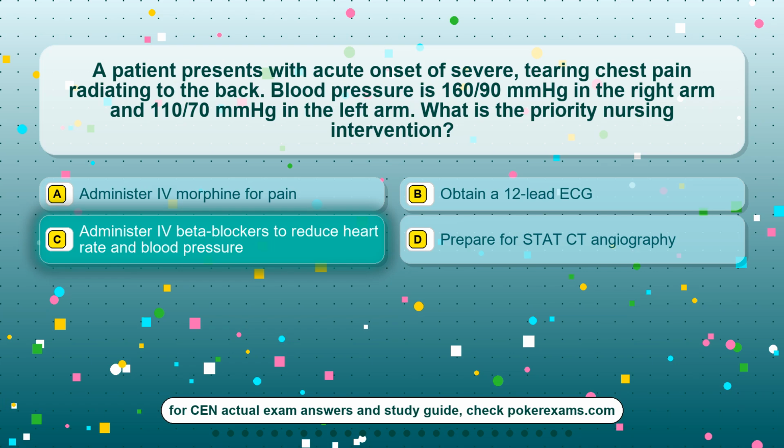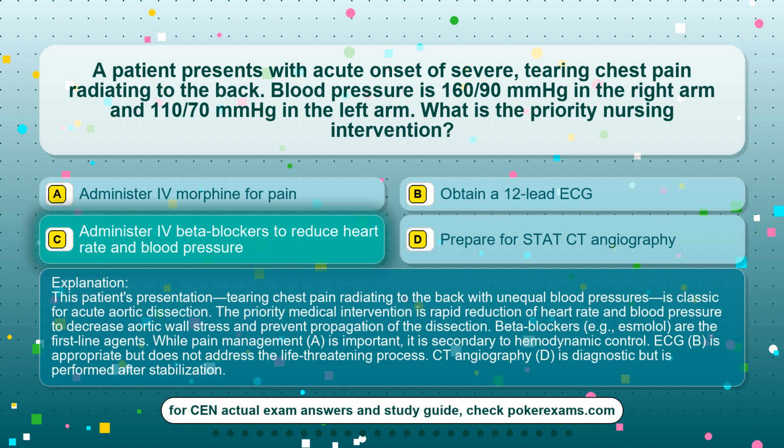The correct answer is option C. Administer IV beta-blockers to reduce heart rate and blood pressure. This patient's presentation, tearing chest pain radiating to the back with unequal blood pressures, is classic for acute aortic dissection. The priority medical intervention is rapid reduction of heart rate and blood pressure to decrease aortic wall stress and prevent propagation of the dissection. Beta-blockers, for example esmolol, are the first-line agents.